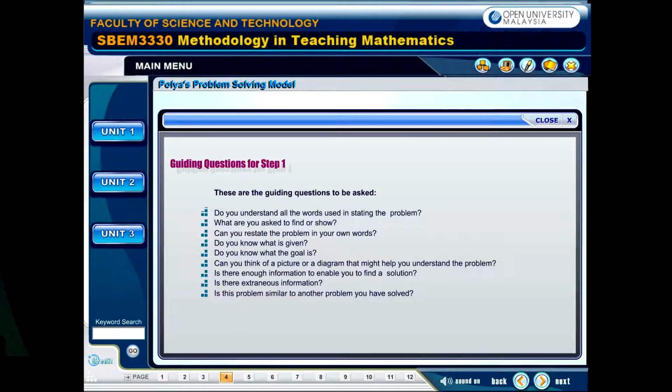These are the guiding questions to be asked. Do you understand all the words used in stating the problem? What are you asked to find or show? Can you restate the problem in your own words? Do you know what is given? Do you know what the goal is? Can you think of a picture or a diagram that might help you understand the problem? Is there enough information to enable you to find a solution? Is there extraneous information? Is this problem similar to another problem you have solved?